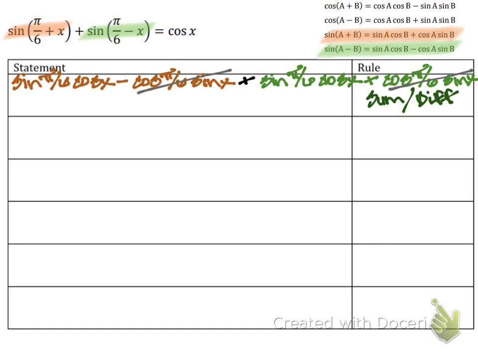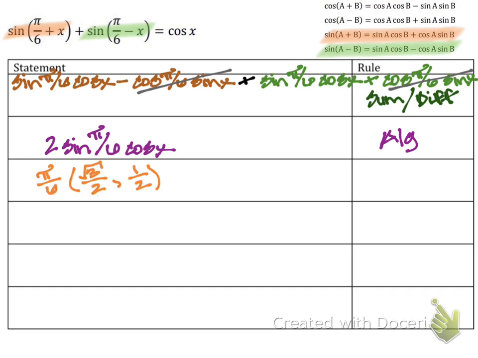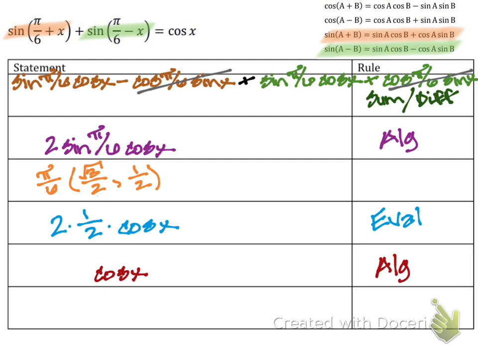Now notice I have some stuff that will cancel, right? So I'm going to go ahead and cancel it and rewrite it. Now I could have just written it as sine pi over 6 cosine x plus sine pi over 6 cosine x. It doesn't matter. I just went ahead and made it 2 sine pi over 6. Okay, now we want to think about our ordered pair for pi over 6, which is root 3 over 2, 1/2. So now is my evaluate step. I'm going to keep my 2 out there, right? And then do my evaluate of the sine of pi over 6, which is 1/2 times the cosine. And that's evaluate. And then I'm left with cosine by algebra.